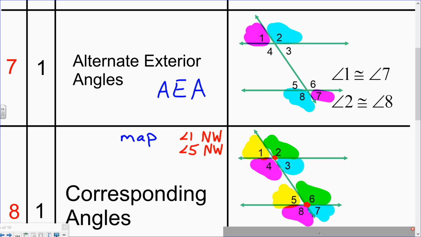When you label this in a proof, please do more than CA, because I don't know if CA means complementary angle or what. So put in corresponding angle or something that makes it a little bit clearer which reason you're using.